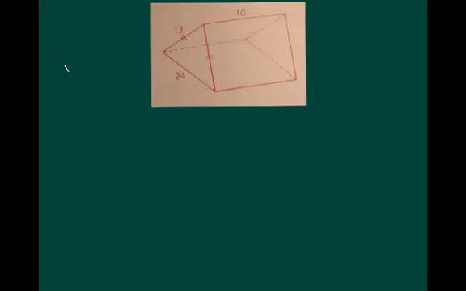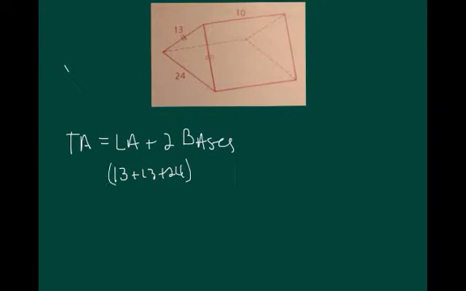Number 9 on page 580 asks us to find the total area and the volume of this triangular prism. So the total area can be found as we had before, by breaking it into lateral area plus the two bases. And we know that the lateral area is going to equal the perimeter of the base, which in this case is going to be 13 plus 13 plus 24 times the height. Now it's not the height of the triangular face, but the height of the prism, which is 10.